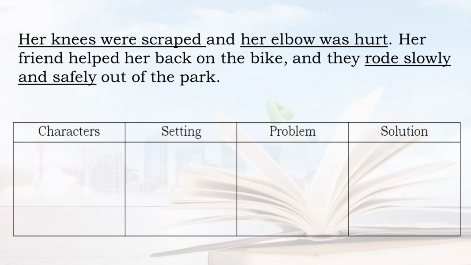Her knees were scraped and her elbow was hurt. Her friend helped her back on the bike, and they rode slowly and safely out of the park. Characters. Setting. Problem. Solution.